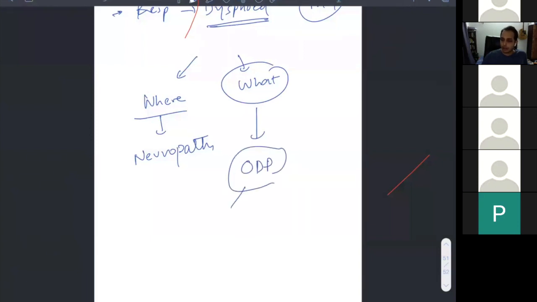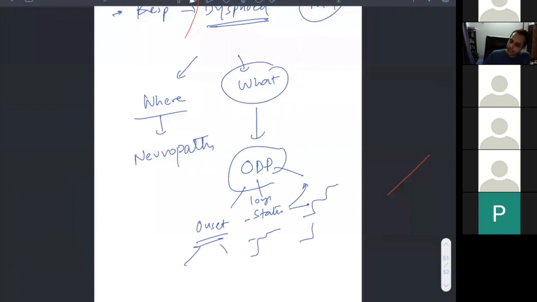So you have to find out onset, how quickly it developed, is it acute, is it chronic; duration; and progression, will it be static, or is it stepwise, did it increase and then decrease again and then increase again, is it recurrent, is it episodic. So this will give us an idea of what the etiology of the neuropathy is.